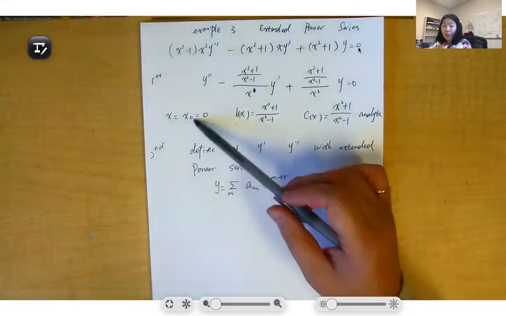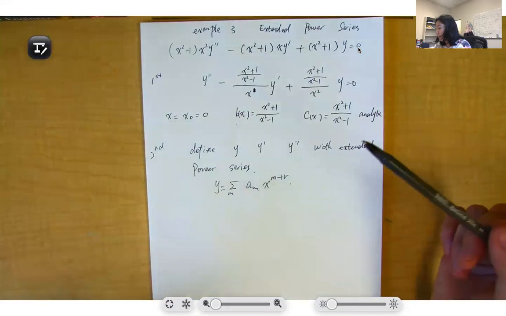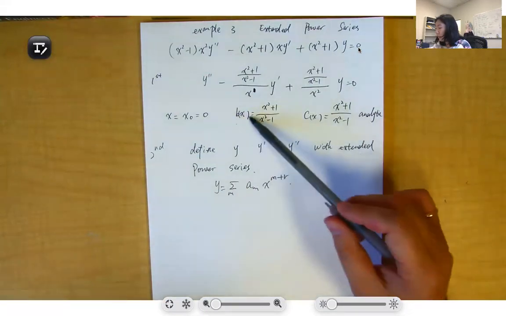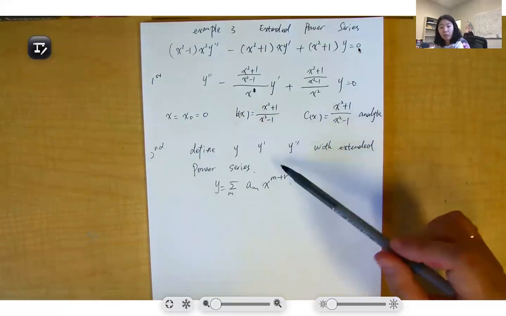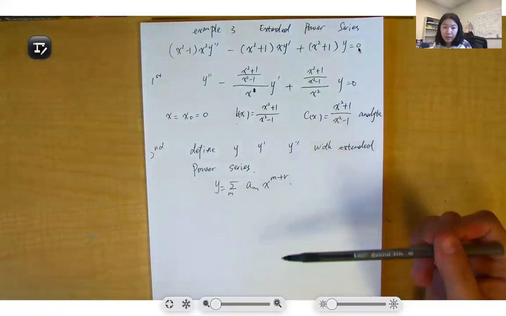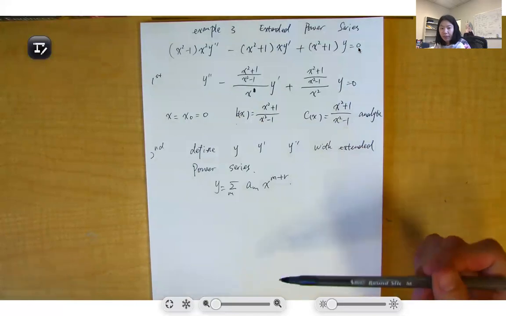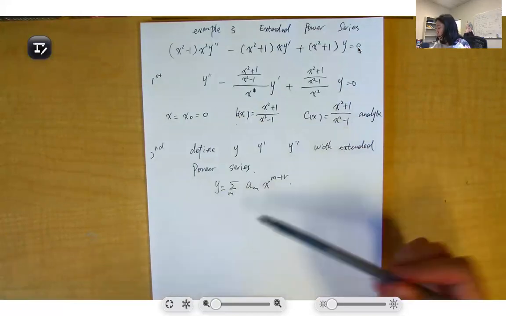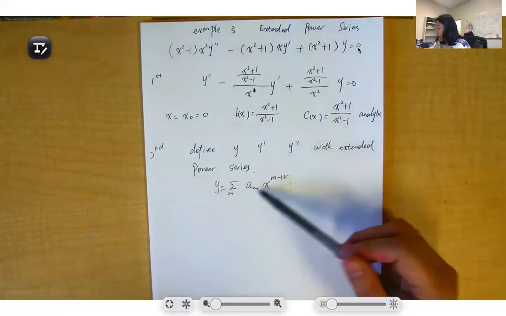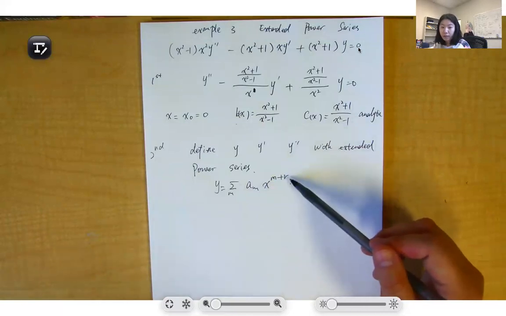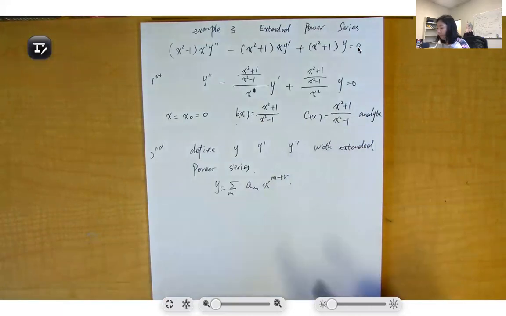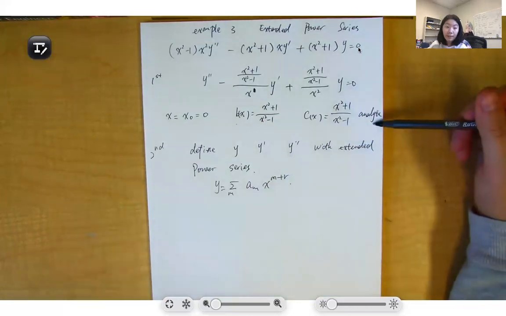If x naught equals another number, then you still need to check whether b(x naught) and c(x naught) are analytic or not. If not analytic, you couldn't solve using the extended power series. If they are analytic, we can set up with a_m times (x minus x naught) to the m plus r order. That is why we always check whether they are analytic or not.